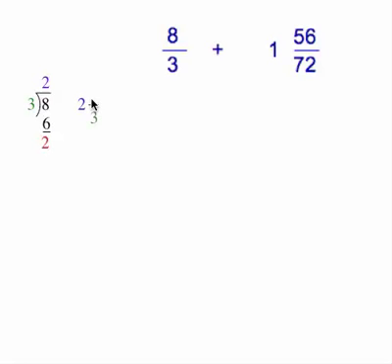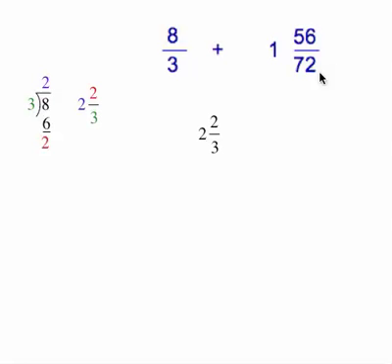So we get 2, and how many thirds? We get 2/3, 2 and 2/3. The remainder is our numerator. Our old denominator is our new denominator. The denominator, the bottom number, does not change. The whole number is the quotient. So we get 2 and 2/3.